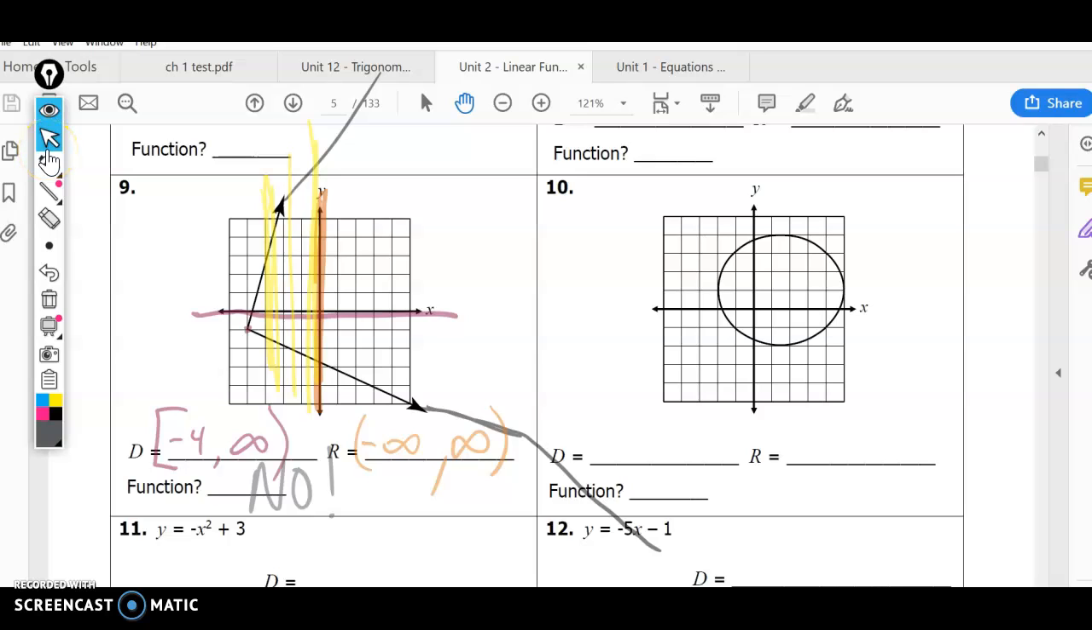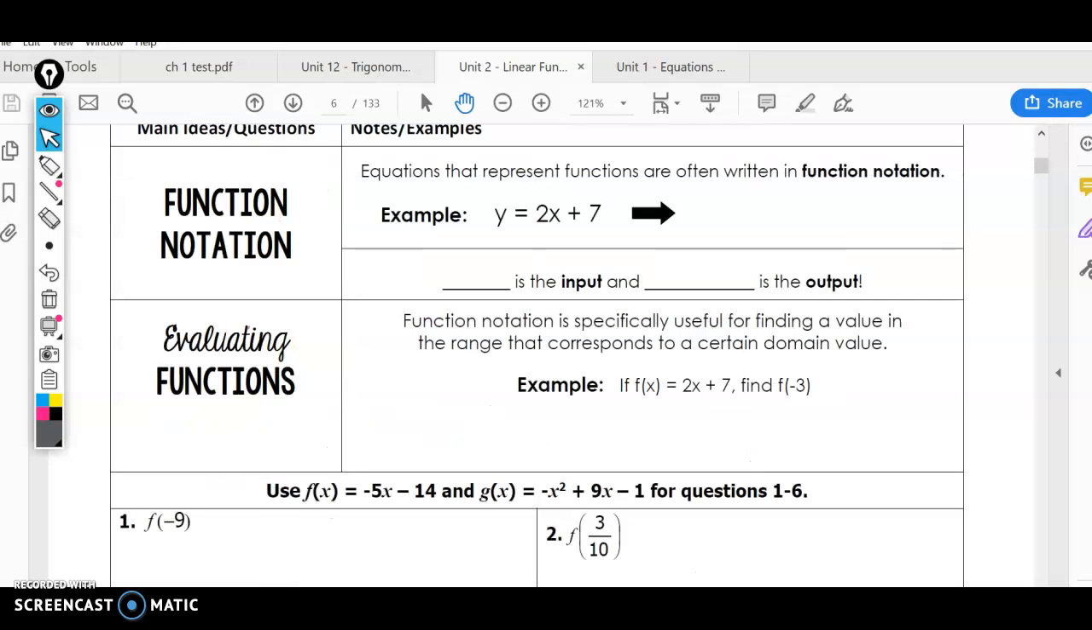Write down what questions you guys have so far on domain and range of tables and graphs. The notes is just substitution called function notation. In function notation, you have x is the input and y is the output. So in this case, let's look at our example. If f of x is 2x plus 7, find f of negative 3. Function notation is just a fancy way of writing y. So instead of writing y, I'm going to write f of x.